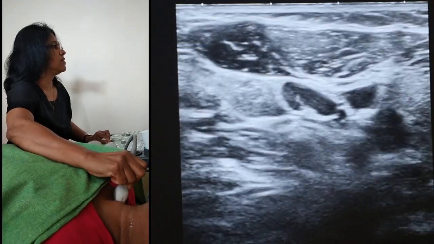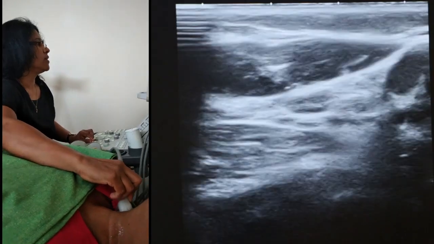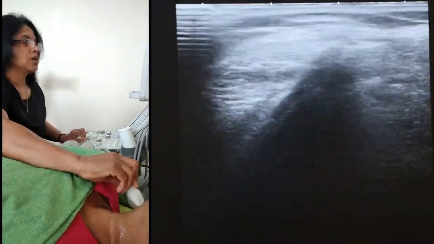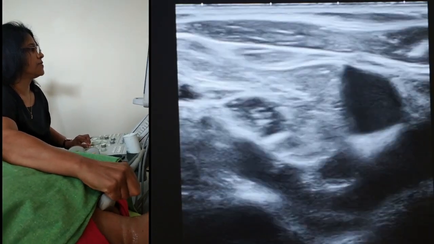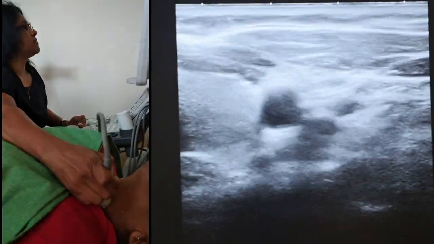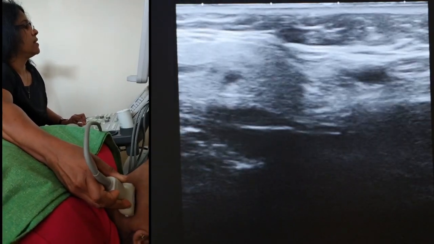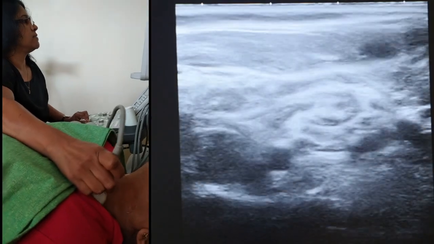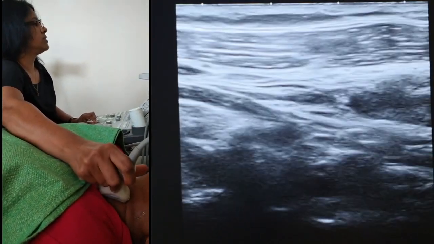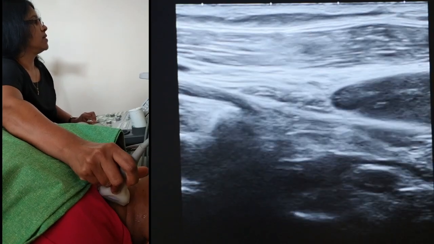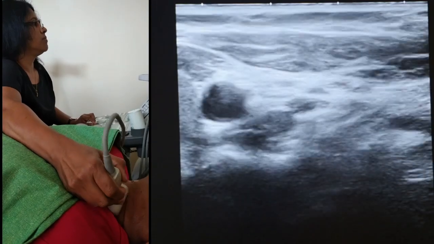So this is the sternocleidomastoid muscle. You can see from its origin to its insertion. These are the sides of the sternocleidomastoid muscle. Again, you can see from its origin to its insertion. And that is the cross section, and this is the longitudinal section. You can see the elongated fibrillary pattern of the normal muscle.